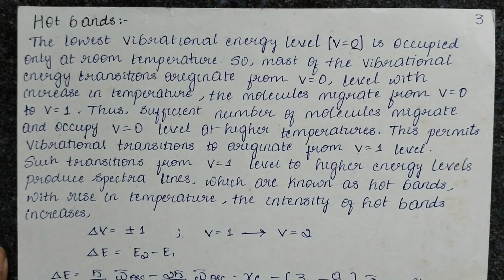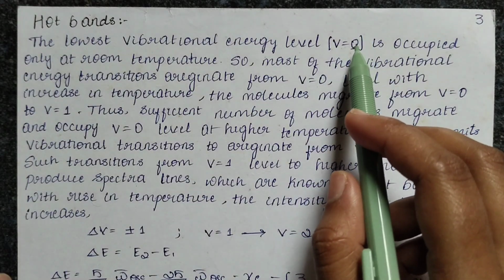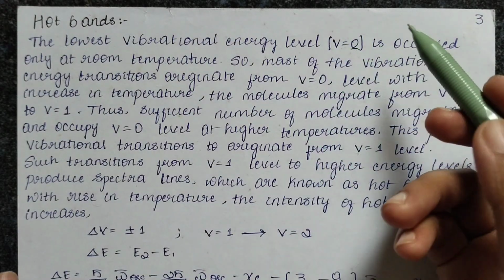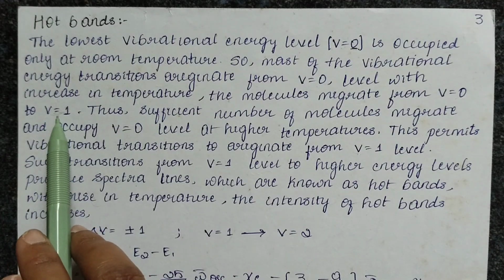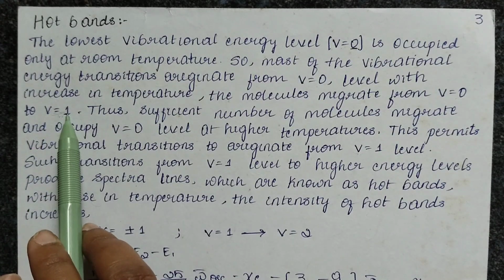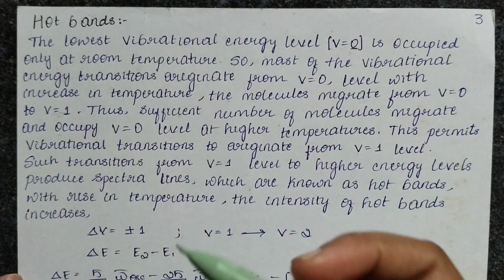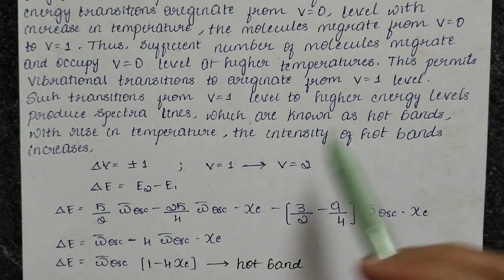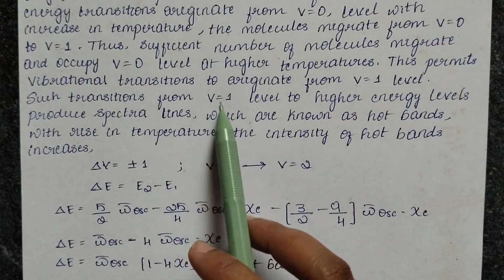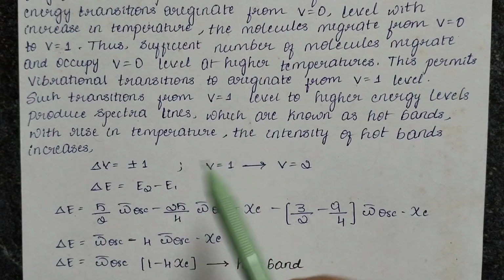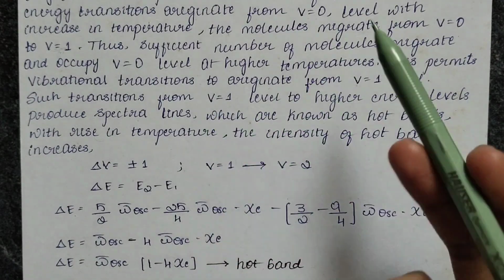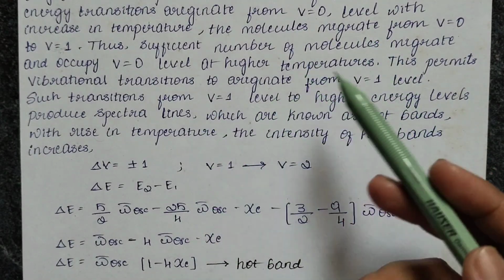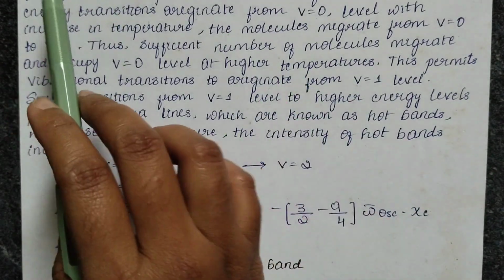But in some cases, as the temperature increases, some of the electrons or atoms which are present in energy level 0 might migrate into energy level 1. They might occupy the energy level 1. So the movement of electrons will increase from V0 to V1. And thus the transition which takes place from V1 to the next adjacent or any other higher energy level, and such bands which are seen due to these transitions are called hot bands.